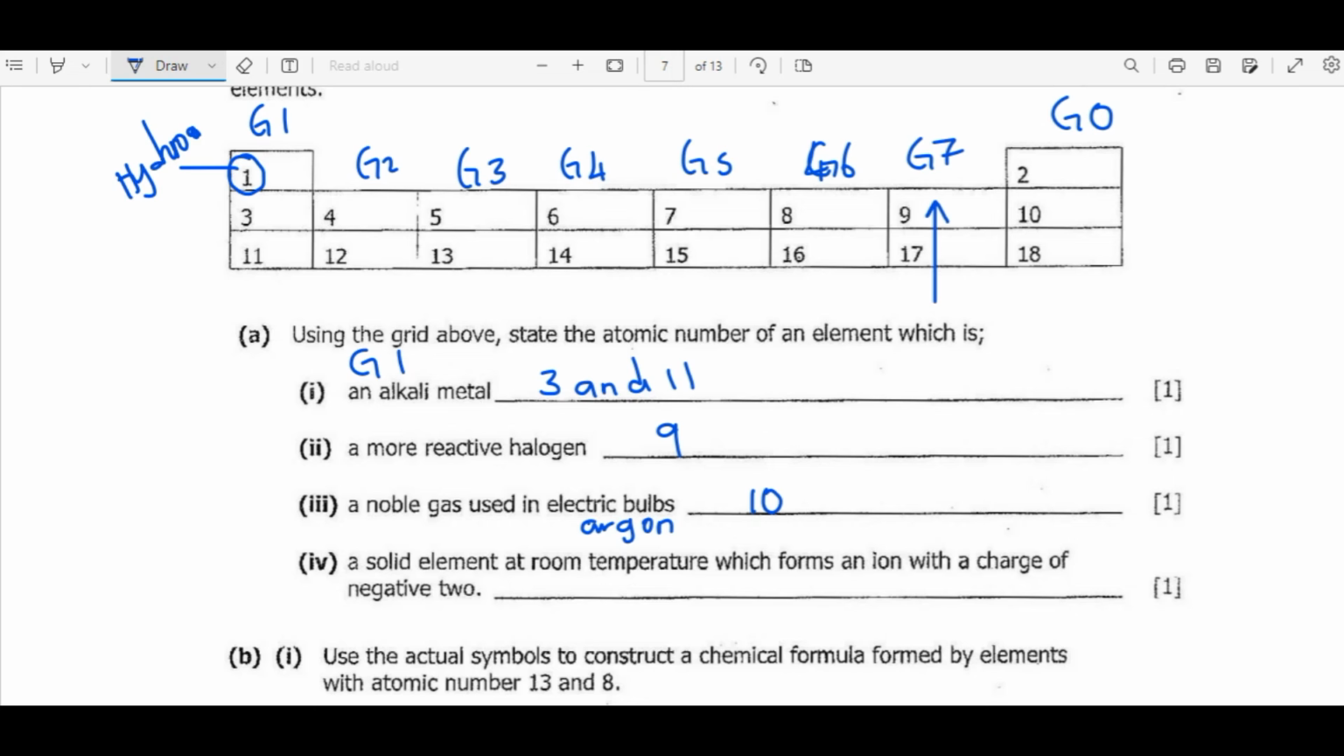Then 4, a solid element at room temperature which forms an ion with a charge of -2. So -2 are non-metals from group 6. Now which is a solid at RTP? This should be sulfur. So sulfur has the atomic number of 16. So we put our 16 here.